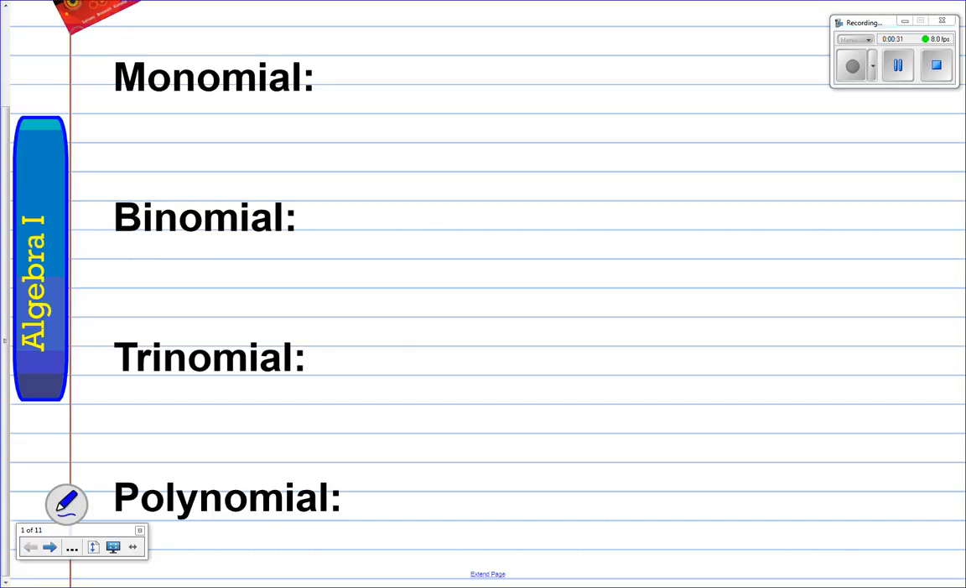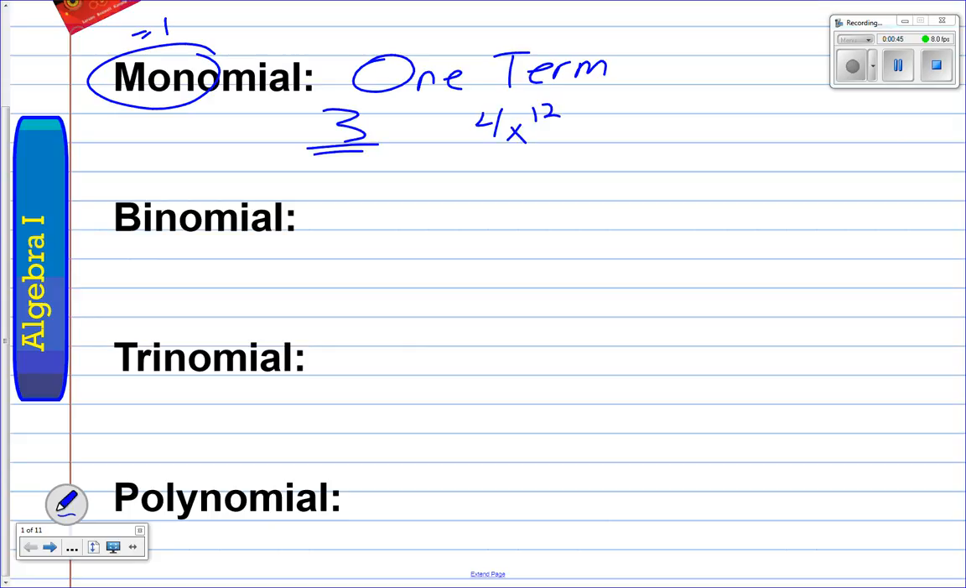A monomial is anything with just one term. Any expression with one term. Mono means one. Okay, nomial means name or term. So anything with one term, like 3 is a monomial. 4x to the 12th is a monomial. Negative 9w cubed y to the 7th x to the 101st is a monomial. There's only one term there.